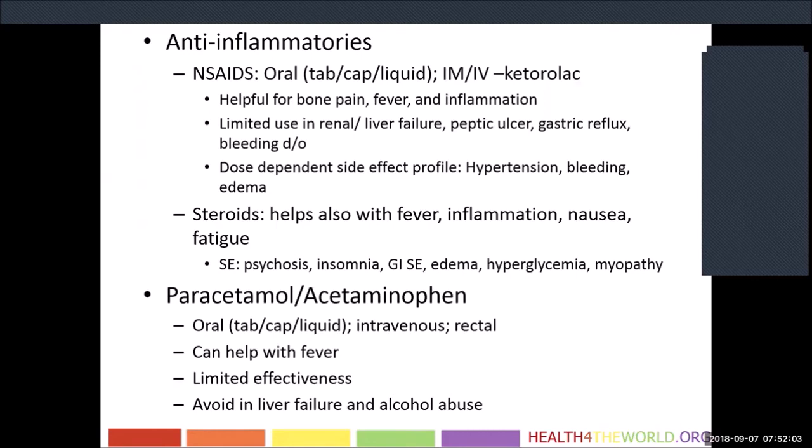So really, in your pre-active phase, it may be a little more difficult to use if they're starting to have some of the side effects, and other side effect profiles like hypertension, bleeding, and swelling. But at the very end of life, if this is what you have to use, then I would definitely use it. Just be mindful that if the patient looks uncomfortable, they're pointing to their stomach, you may have to stop them. Steroids are also incredibly helpful with fever, inflammation, nausea, fatigue. Remember the side effect profile that it could make.